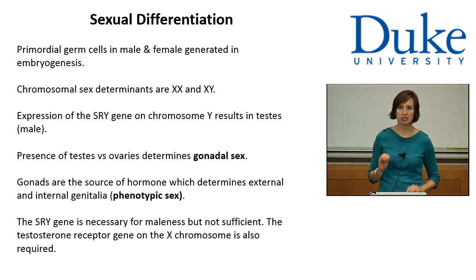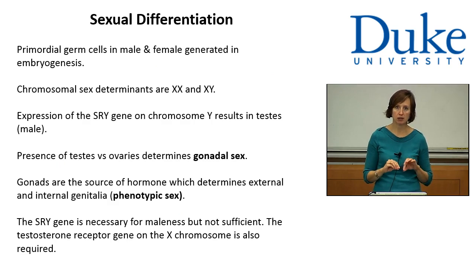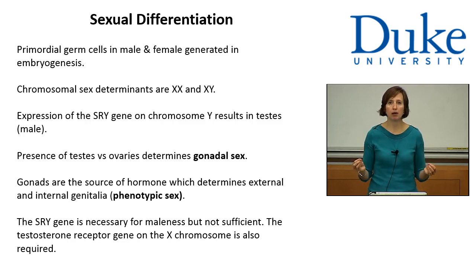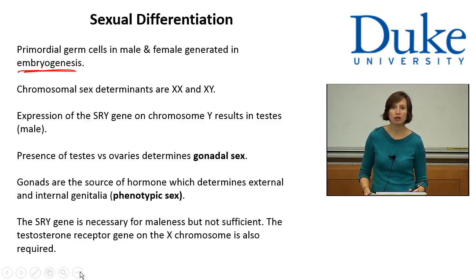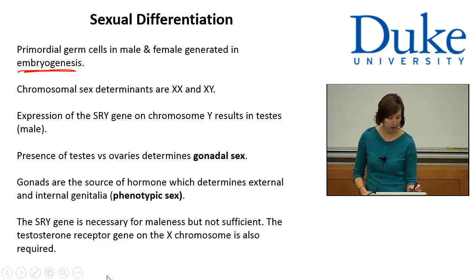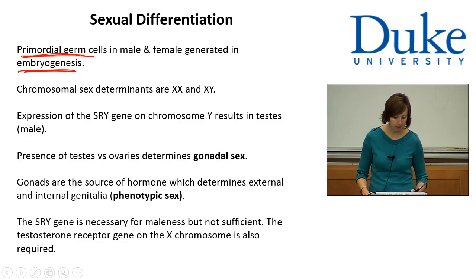Before we start talking specifically about the male system, we're going to talk about general principles, and one is sexual differentiation. So how do you become a male or female? And that requires actually several steps, and unfortunately several steps that can go wrong. So during embryogenesis, germ cells start to form in males and females, primordial germ cells.